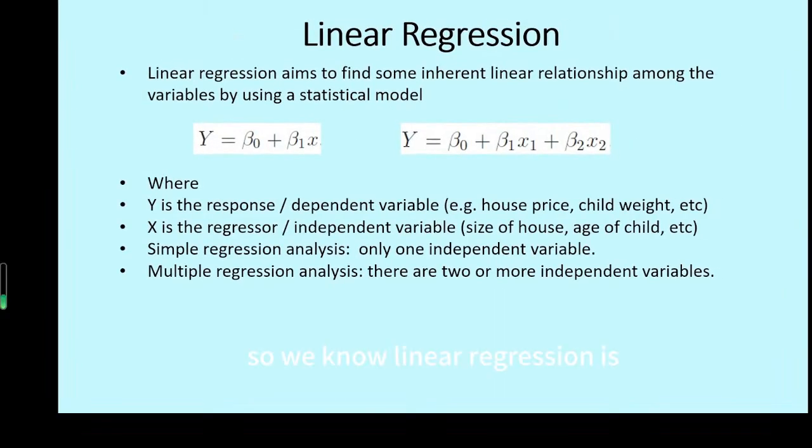So we know linear regression is just a linear model used to find some inherent linear relationship among variables. So this is a simple linear regression model because there's only one x. Here x is the regressor or independent variable. And this is multiple linear regression because there are two independent variables, x1 and x2 here.